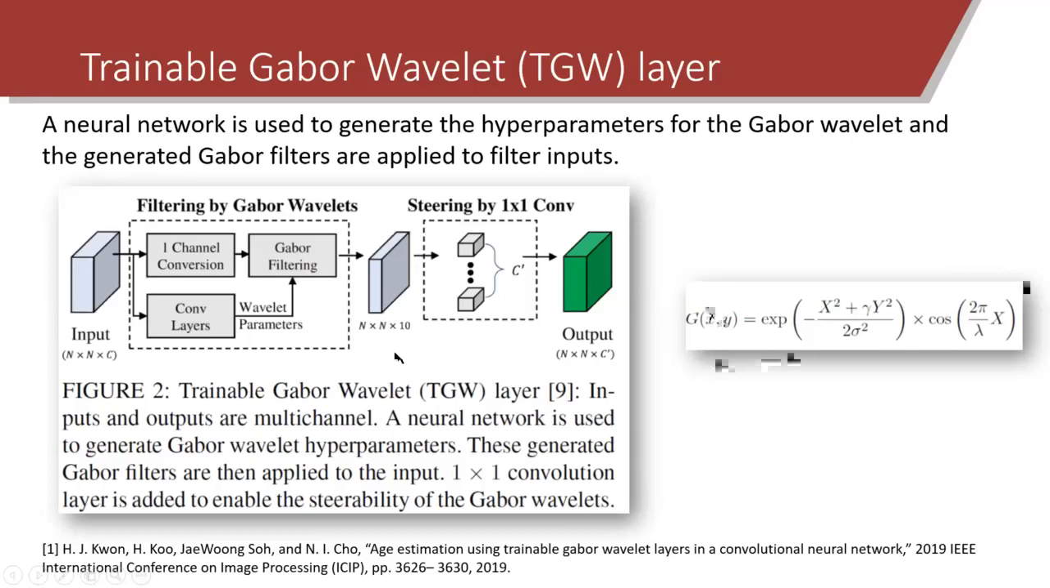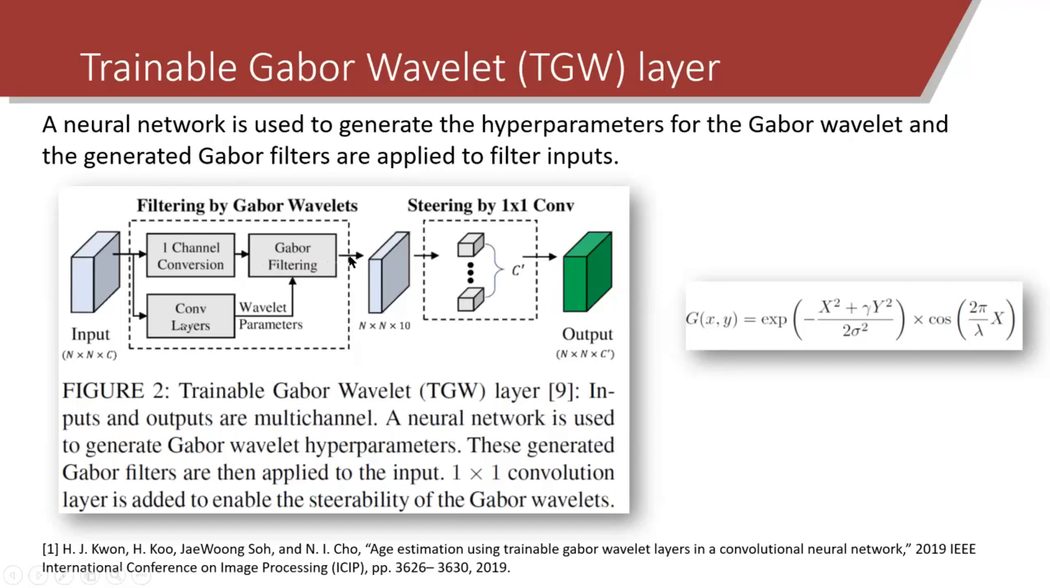So we train the neural network to generate the hyperparameters for the Gabor wavelet, and also generate the Gabor filters. We have an input n by n, and c is the number of channels. We convert the input into a single channel and perform the Gabor filtering, and the other part of the network is used to train or search for the best parameters for the Gabor filtering.